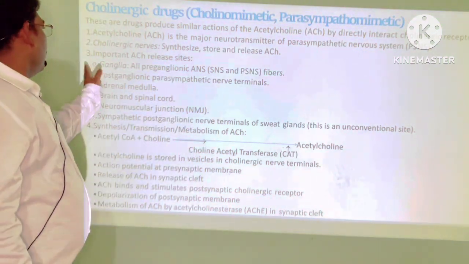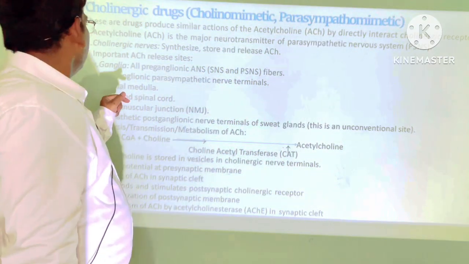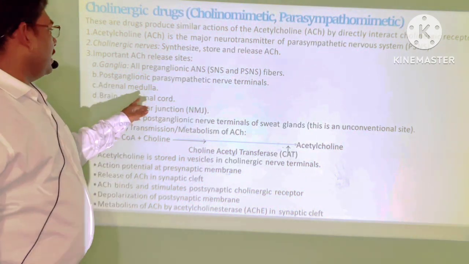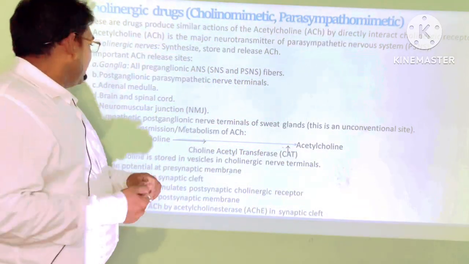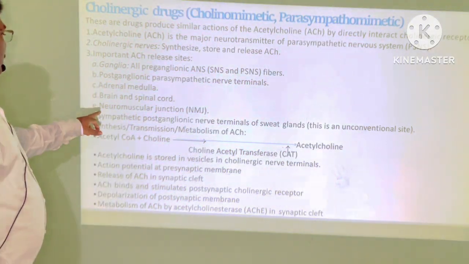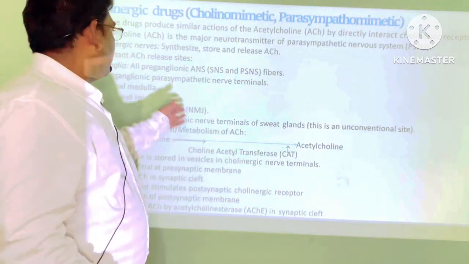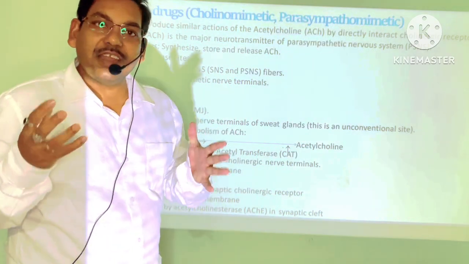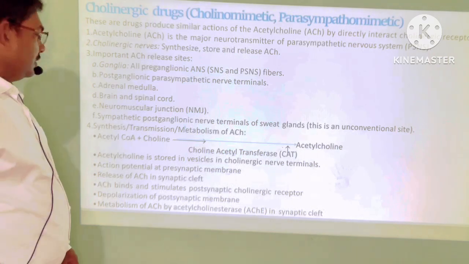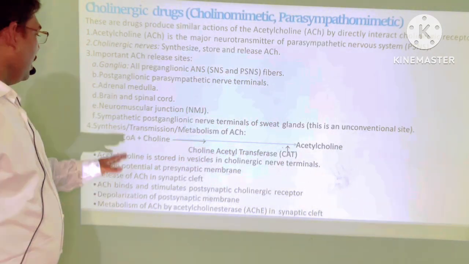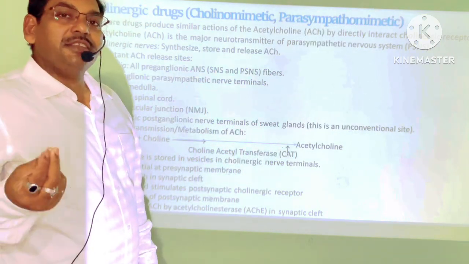Okay. The important acetylcholine releasing sites: the autonomic nervous system, ganglions, postganglionic nerves, adrenal gland, brain, spinal cord, and the neurotransmitter junction of sympathetic postganglionic sweat glands. These are different from the sites where acetylcholine is secreted. Okay, after that, how is acetylcholine synthesized in a synapse?